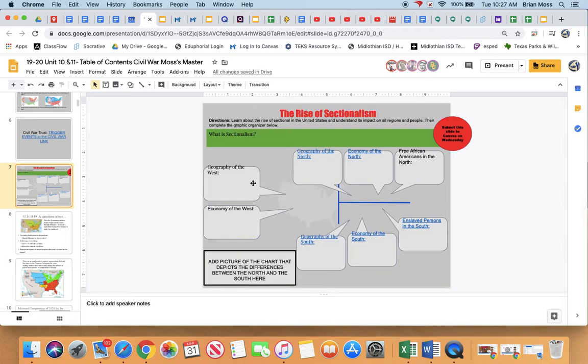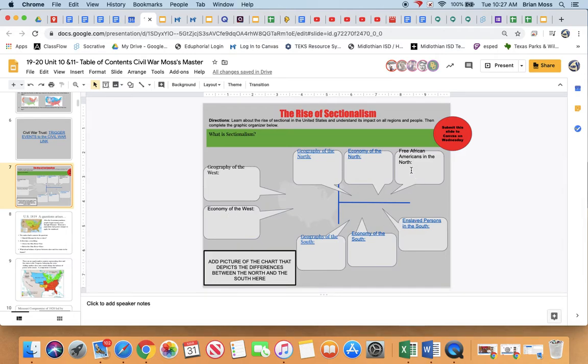To get slide 7 done, don't forget to click on these little links here, and they will give you the geographic features of the North. Please read through that. Give me the economy. How did they make money in the North? The geography of the West. What did the West look like? What did the economy of the West look like? How did they make money in the West?